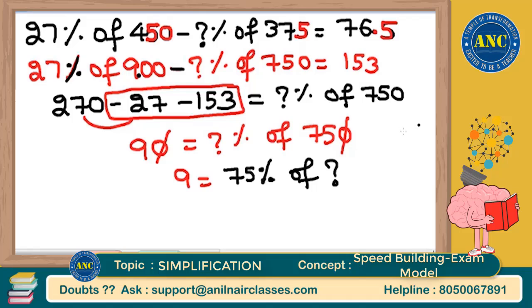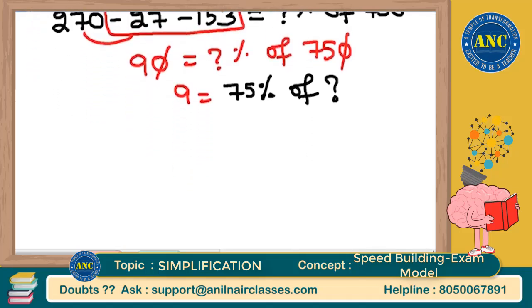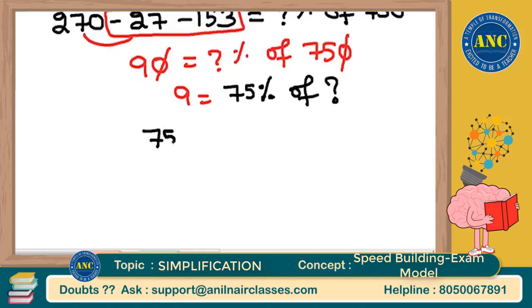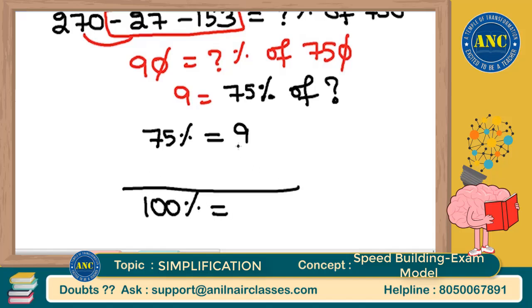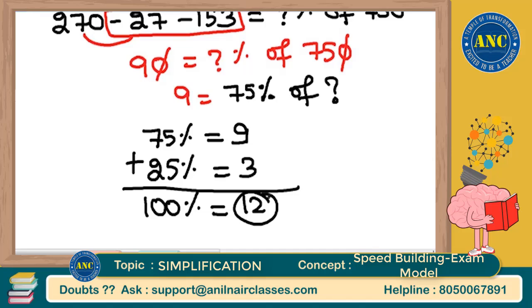Morning also we discussed. Now see here, what we got is 75 percentage is equal to 9. But I require 100 percentage. That is nothing but my answer. If 75 percentage is 9, 25 percentage will be how much? 1/3 of 9. It is 3. 75 plus 25 is 100. 9 plus 3 is 12.